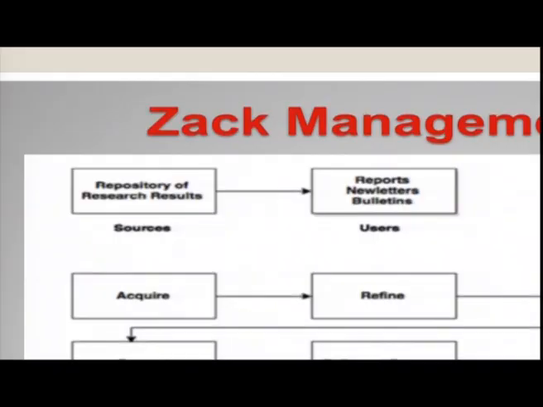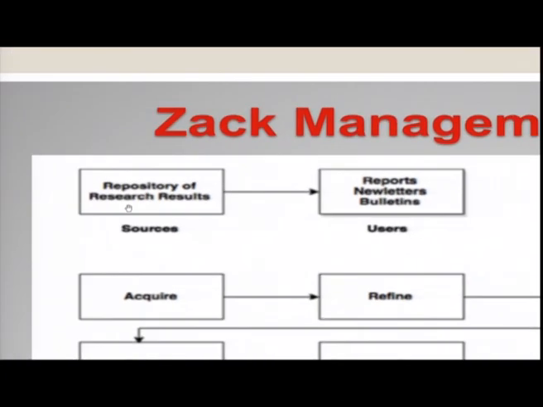Now, let us see the diagrammatic representation of the Zach management model in detail. As far as the Zach management model is concerned, it is classified into 2 types. One is the sources, the other is the users. As far as the sources are concerned, we have the repository of the research results available over here. The Zach model by itself is meant to capture knowledge, and whatever knowledge is learned, we are going to manage it and apply it. That is the reason for this knowledge management model.